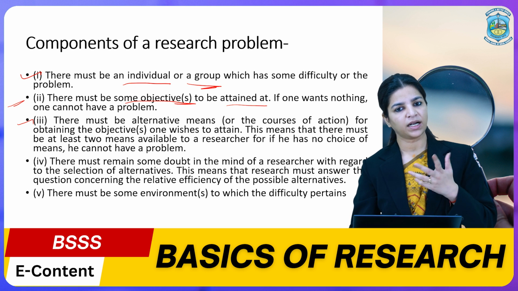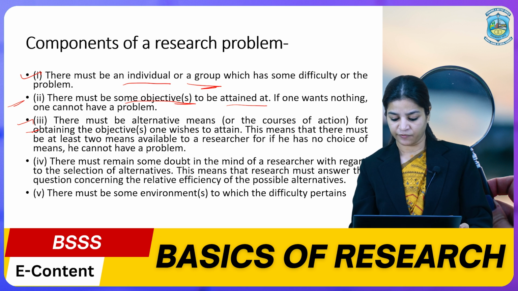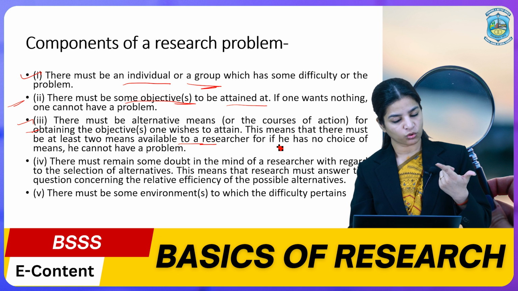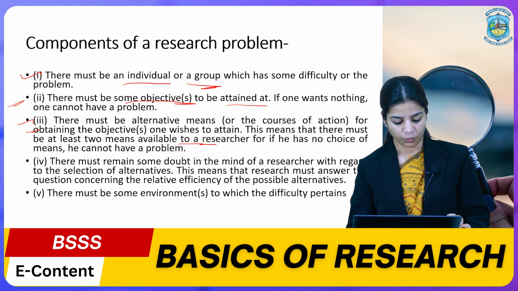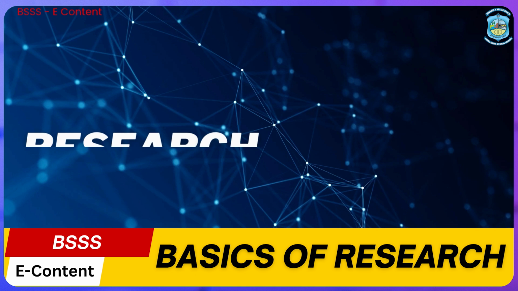Next, there must be alternative means of solving that problem or simply obtaining the objectives that the researcher wants to attain, which means that there must be at least two means available to a researcher, for if he has no choice of means, there cannot be a problem, and there must remain some doubt in the mind of a researcher with regard to selection of alternatives. If he already knows which alternative he will be choosing, then again the investigation is pointless. This means that research must answer the question concerning the relative efficacy of the possible alternatives.